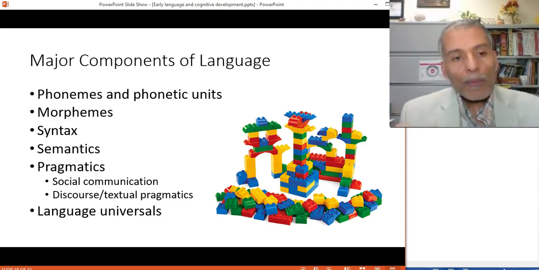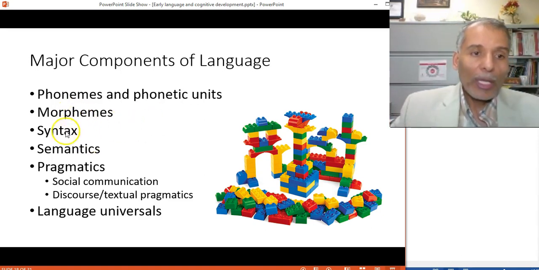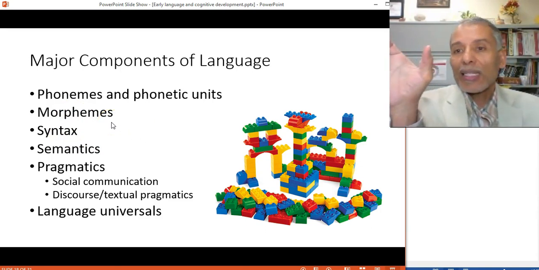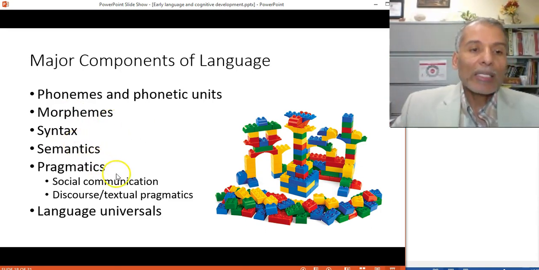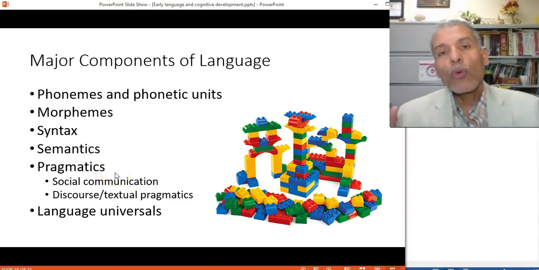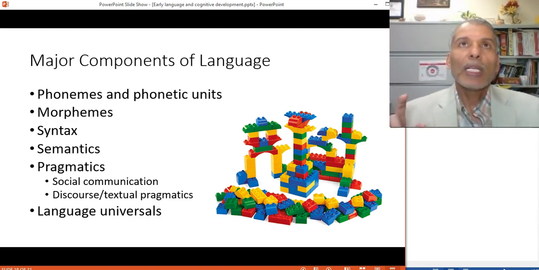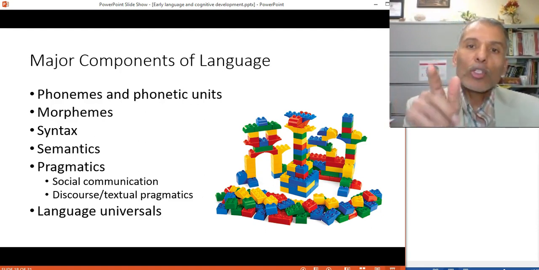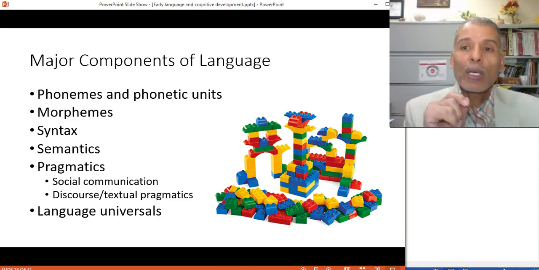Semantics has to do with the meaning generally, the aspect of meaning of morphemes, the aspect of meaning within a sentence, within the boundaries of the sentence. Pragmatics has to do with goals, social communication goals. It means you are using language. Why are you using language? For what purpose? In order to speak, you must have a purpose.